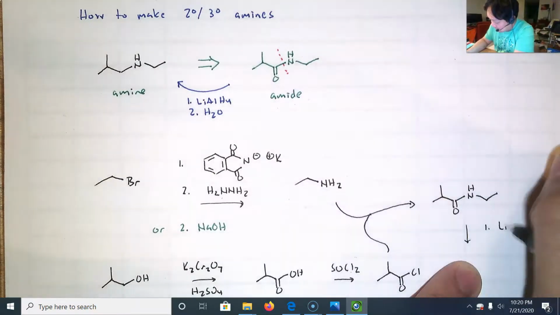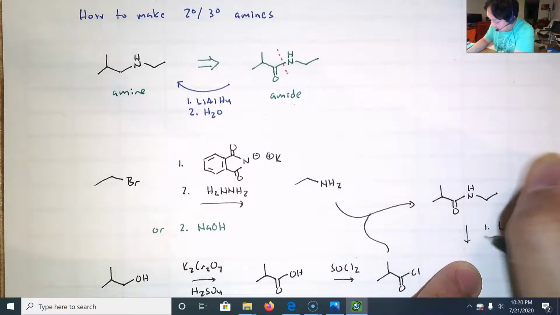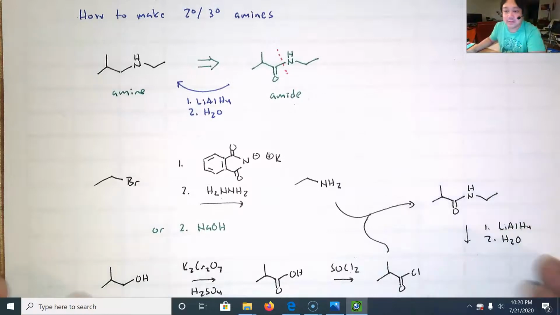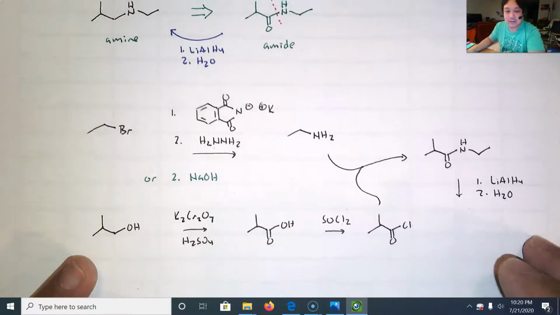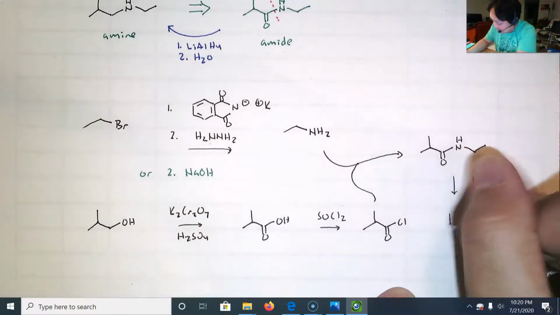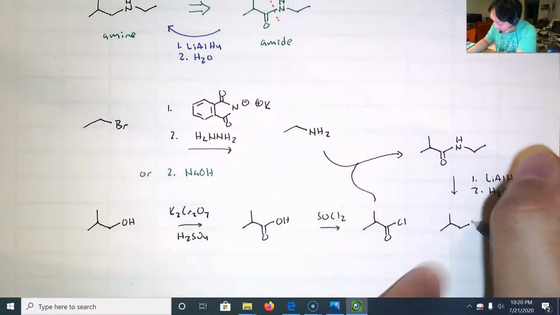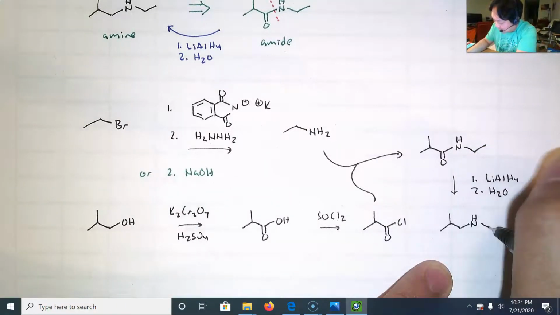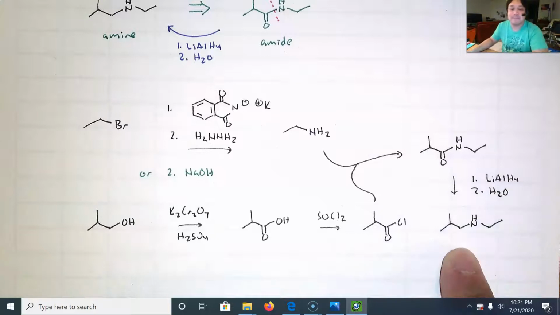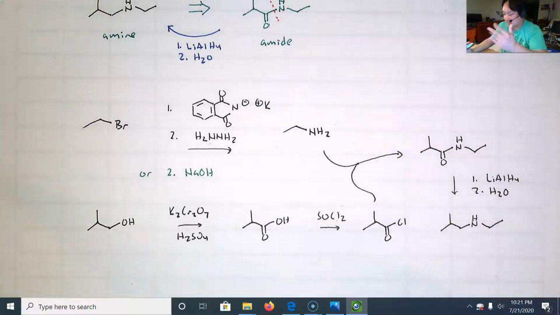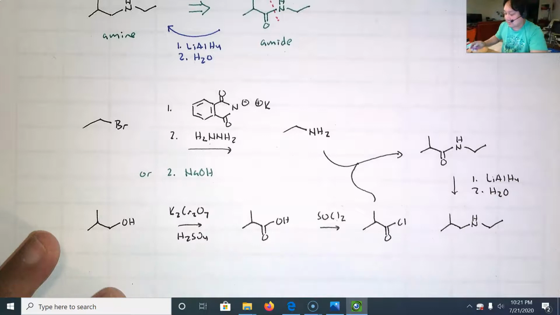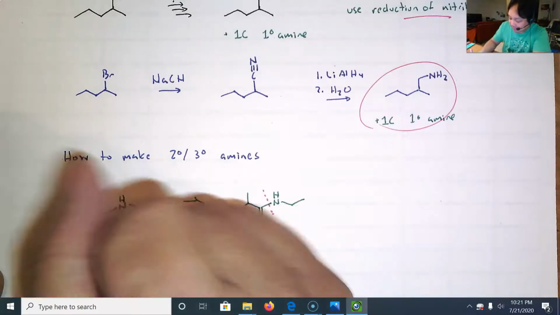1. LiAlH4, 2. H2O, and this was the weird reduction where you just get rid of the C double bond oxygen. Okay. All right. So now what have we accomplished? We've accomplished now how to make a secondary and tertiary amine.